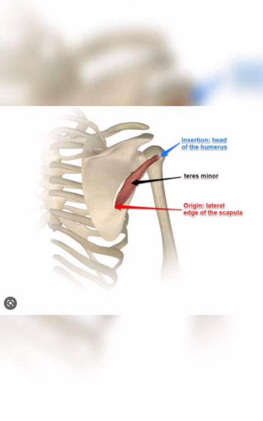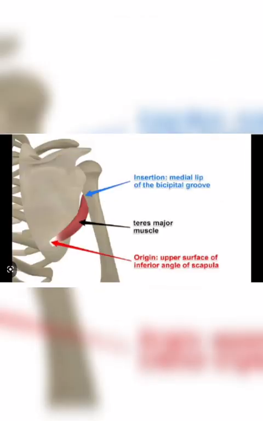Move on to the next muscle, teres major. Now let's see the origin of teres major. Upper surface of the inferior angle of the scapula, and insertion is the medial lip of the bicipital groove, and its function is to help movements like extension, adduction, and internal rotation of the humerus.